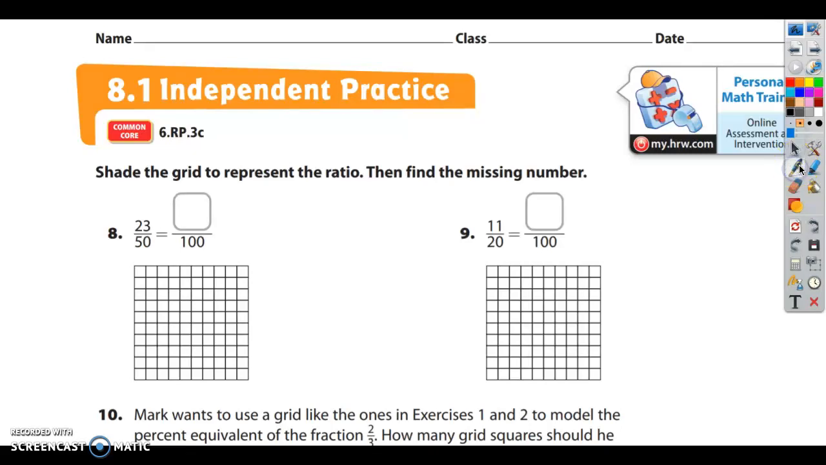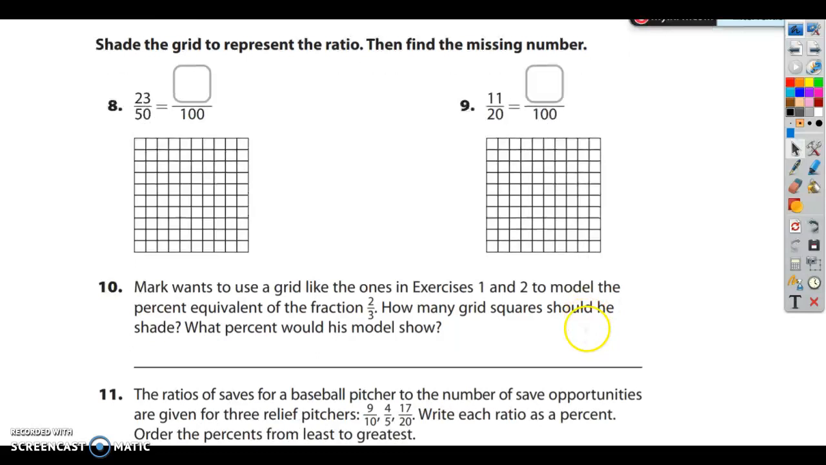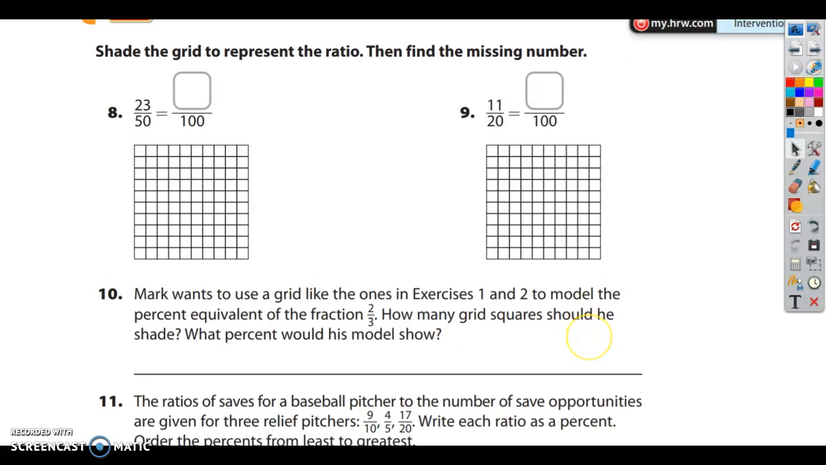This is page 207. This is the independent practice for lesson 8.1. Welcome to try as much of these on your own as you'd like. Just make sure you check your answers either by watching the video or by asking the teacher.